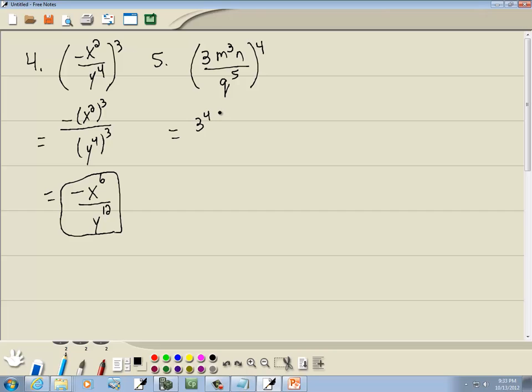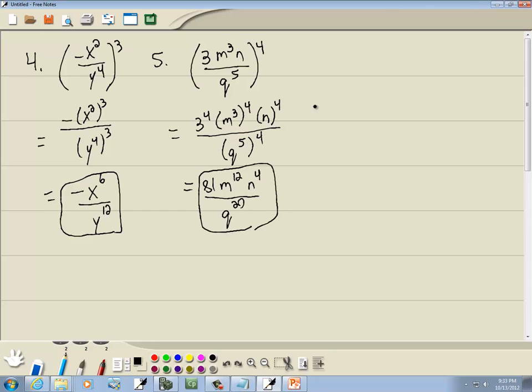So we'll have 3 to the 4th power, m to the 3rd power to the 4th power, n to the 4th power, and q to the 5th to the 4th power. Well, 3 to the 4th power. 3 times 3 is 9, times another 3 is 27, times another 3 is 81. When you're raising an exponent to another exponent, you multiply them together. 3 times 4 is 12, so we got m to the 12th. And this is just n to the 4th. And this would be q to the 20th. 5 times 4. And that's our answer.